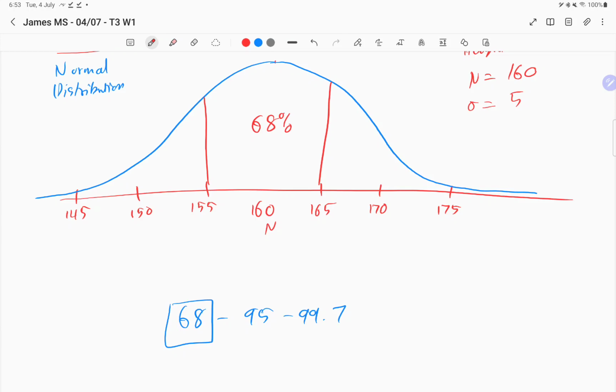Is it exactly 68? Good question. No, it's not exactly 68. This is an estimation. It's actually 68 point something something. And the calculation to do that, you can actually do it with a calculator.